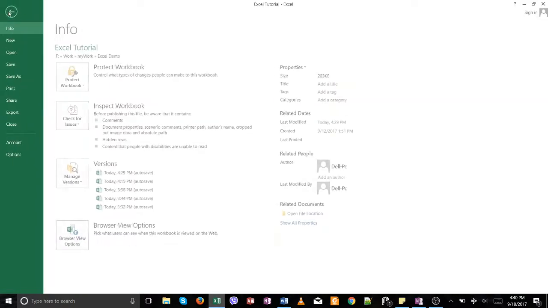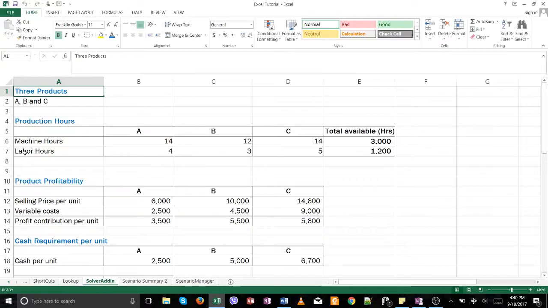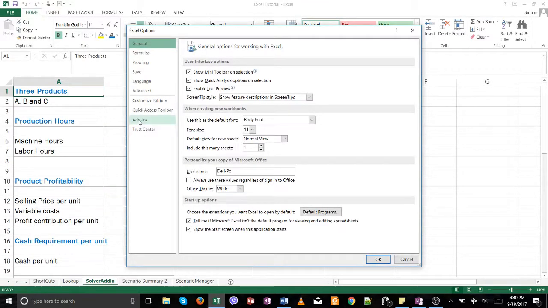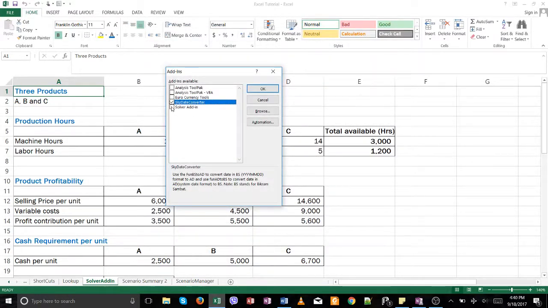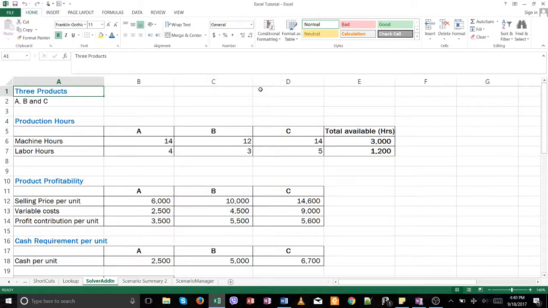Under File, click on Options, click on Add-ins, go to Solver AddIn. Okay, now it is available for our use. Let's look at the problem in hand.